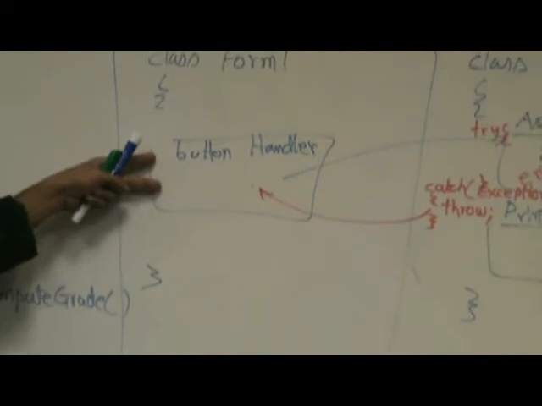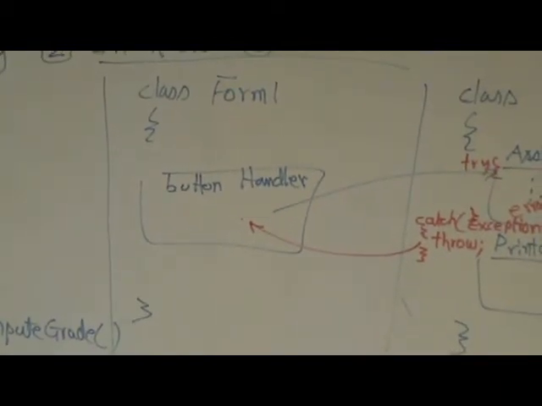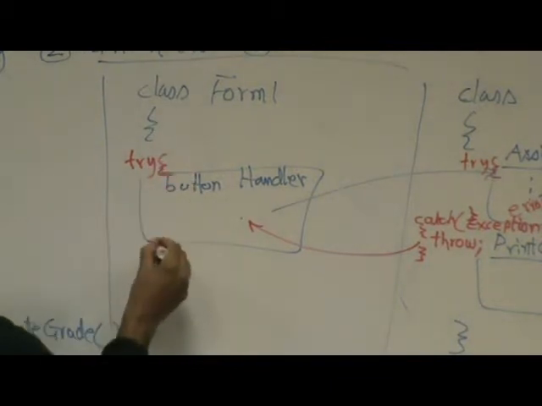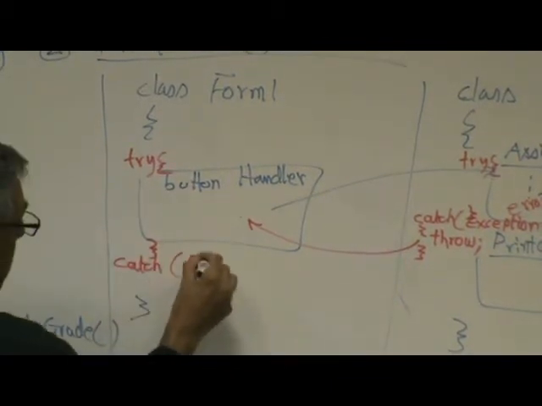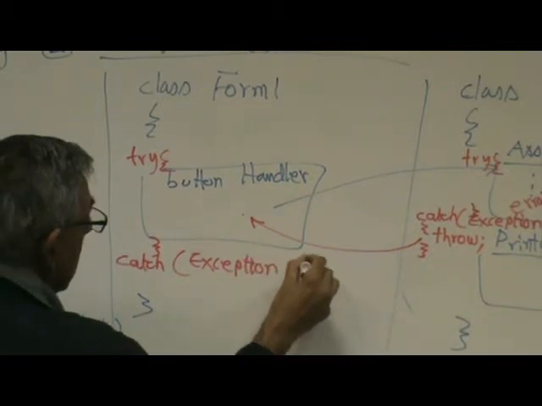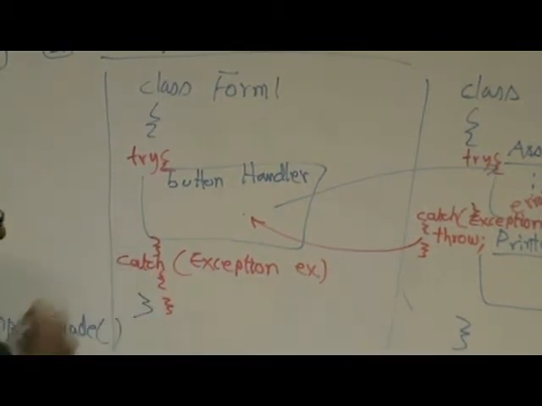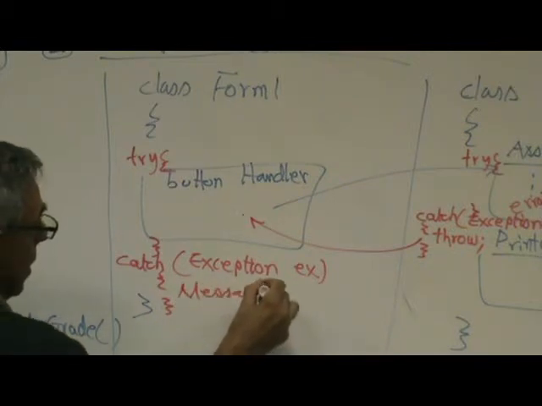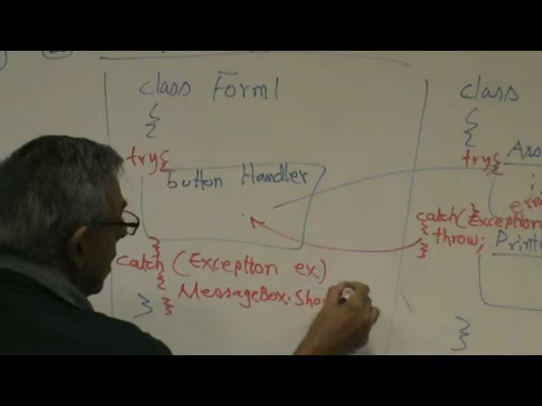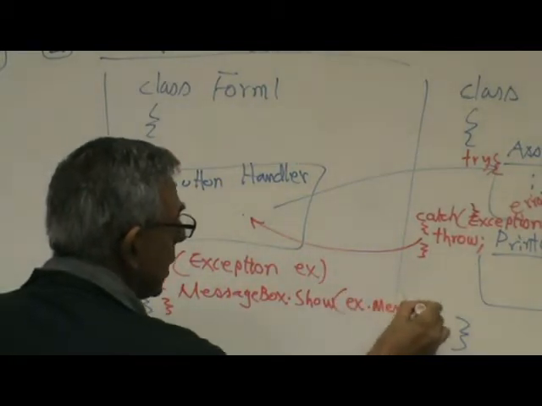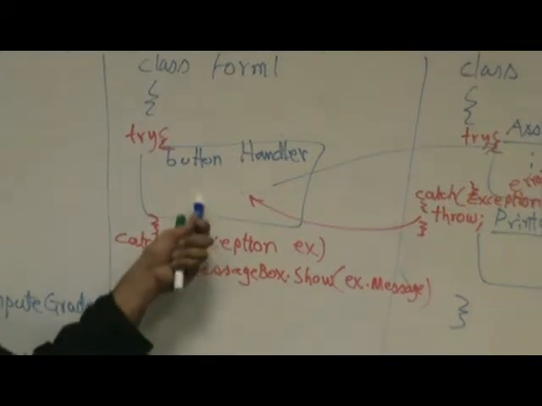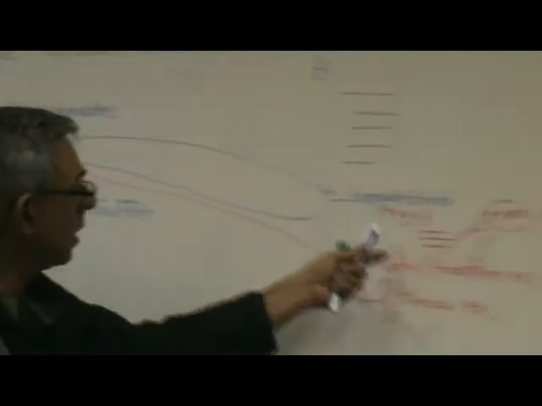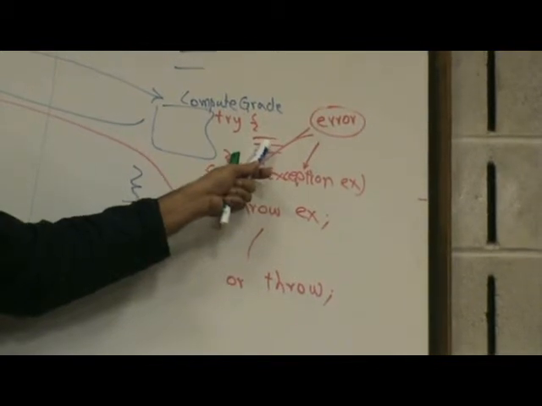Okay, so now this throw will go back over here. And should we write the button handler code in a try and catch? Yes. So you will write this whole thing in a try, catch, exception, EX. And now what should we do in this catch? Is it related to a user interface? Yes. So now you can go and put the message box over here. EX.message. So which error will this be displaying? Where did the error occur? The error occurred in our example somewhere in compute grade. So this is the information we will see over here.